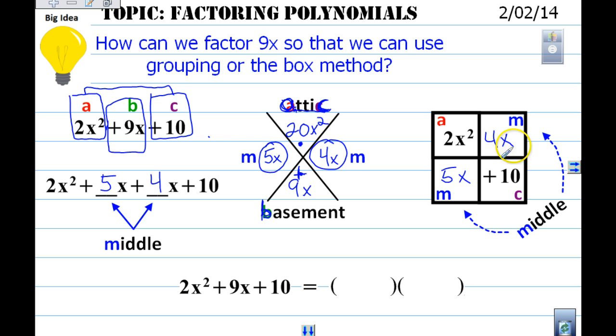So the purpose of that whole process is really because I only have 3 terms with 4 boxes. I'm going to keep the first and the last term the same, but that middle term, 9x, I'm going to turn into 5x and 4x. And I have to use 5 and 4. You can't use 7 and 2, it doesn't work. Can't use 6 and 3, it doesn't work. You have to use certain numbers that will work.